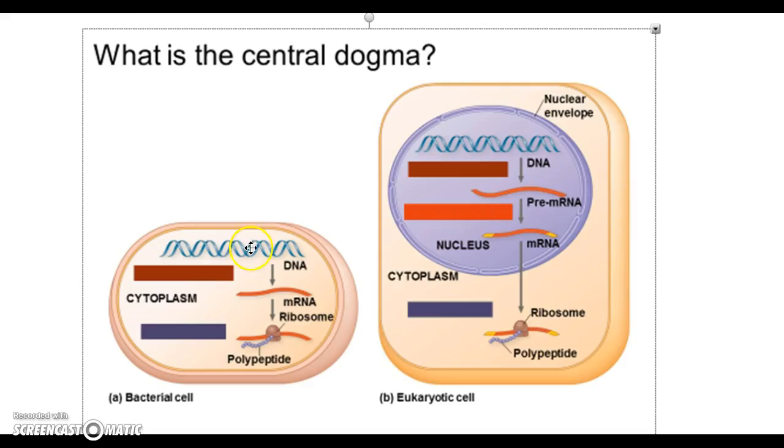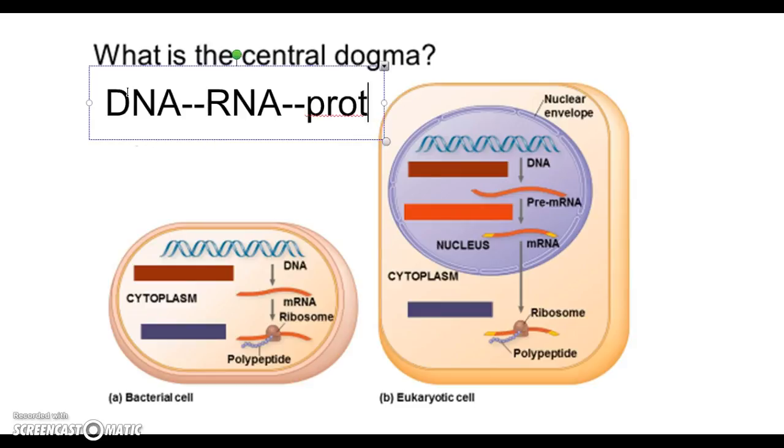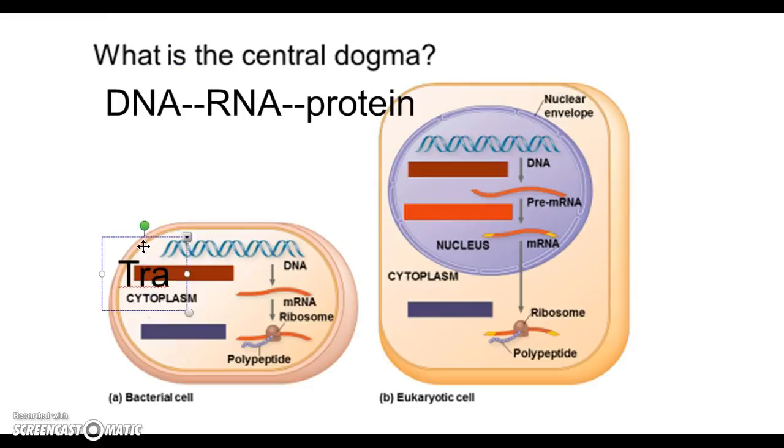So to get started, to compare the bacterial cell, the prokaryote, to the eukaryote, you'll see the basic central dogma is happening. Remember, the central dogma from earlier in the semester is DNA to RNA to protein. That pathway is going to proceed in the cytoplasm for the prokaryotic cell, and specifically the DNA to RNA step is called transcription.